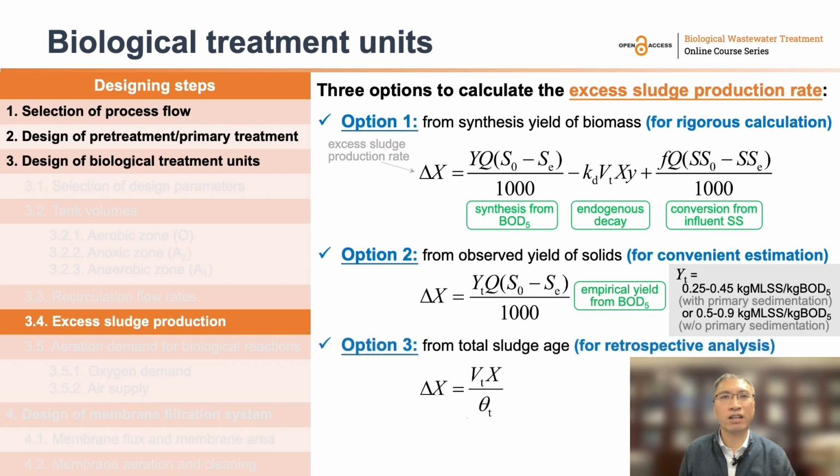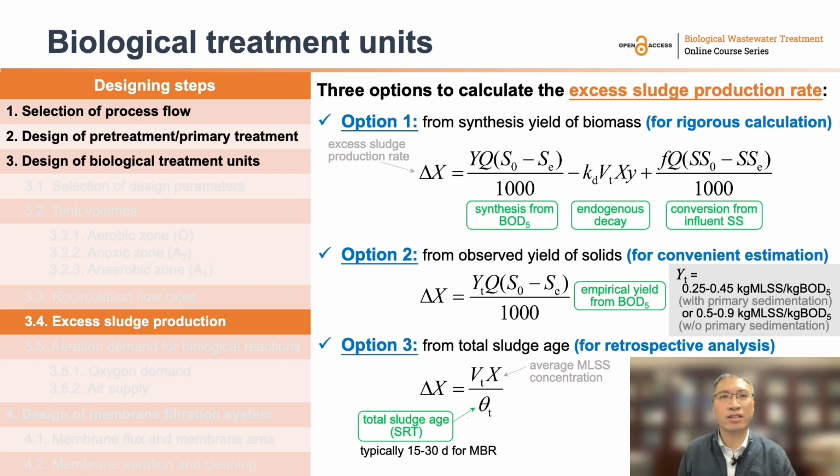Another option is to calculate the excess sludge production from sludge amount and sludge age, or SRT. This option adds to a retrospective analysis of the engineering data. Here, Vt is the total volume of all biological tanks, X is the average MLSS concentration, and ζT is the total sludge age, or total SRT.